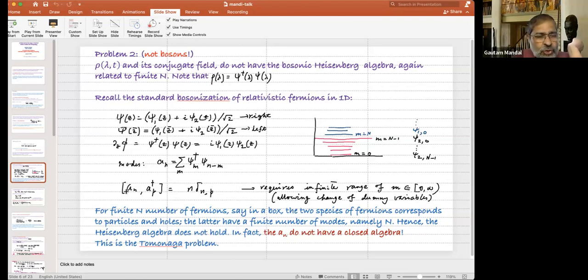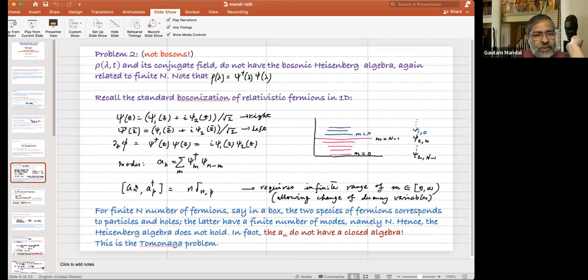Then you can show explicitly that the commutator of A_p and A_p dagger is actually n times delta n comma p. This n essentially comes from the fact that there is a derivative that has gone into defining the mode expansion of A. Okay, so this is the standard bosonic commutation algebra, and this does not work when you have non-relativistic fermions with a finite n and a finite Fermi sea. Why does it happen? Let me just say without detail at the moment.